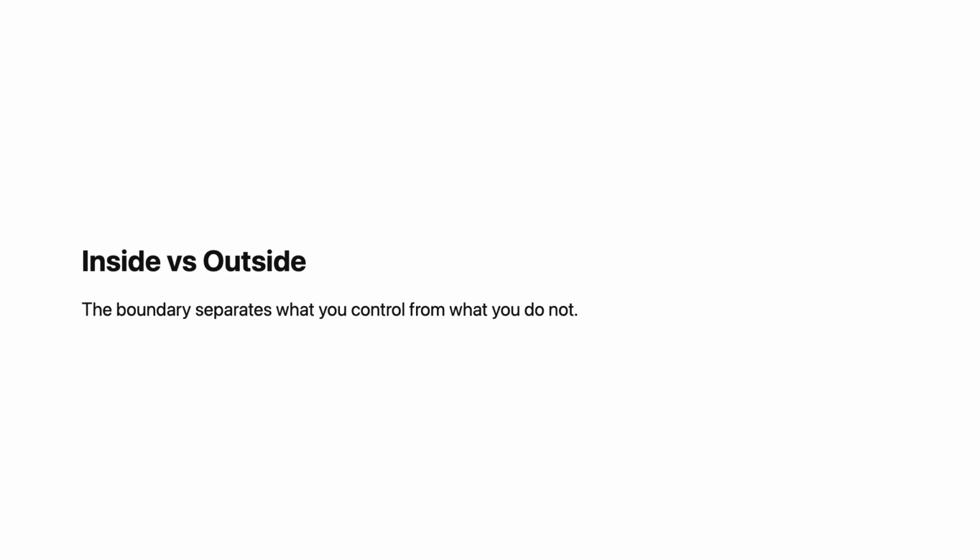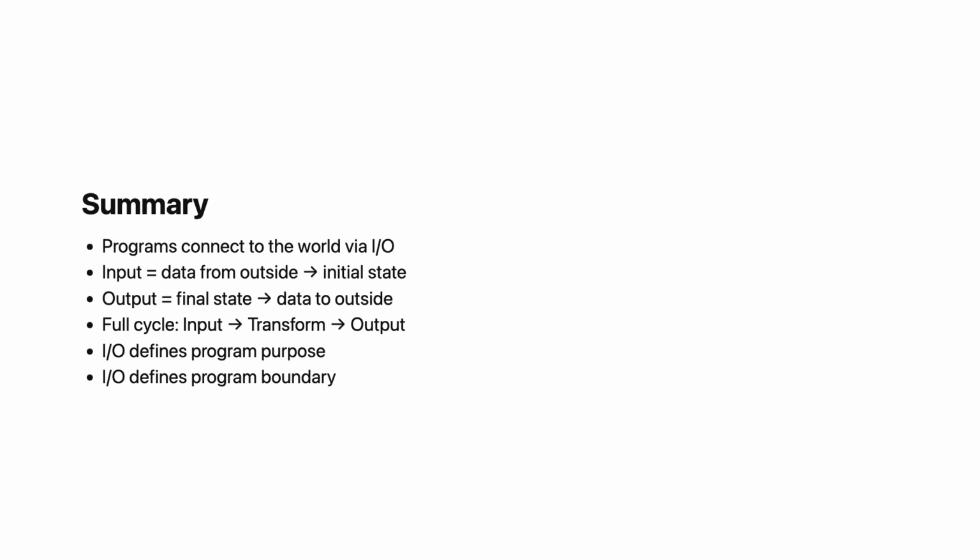Input is where outside data crosses into your program. This is where you must be careful. What if the input is invalid? What if it is missing? What if it is malicious? Output is where your results cross into the world. What happens to them is often beyond your control. You can only ensure you produce correct, useful output. Thinking about the boundary helps you design robust programs. Validate input, produce clear output. Know what you control and what you do not.